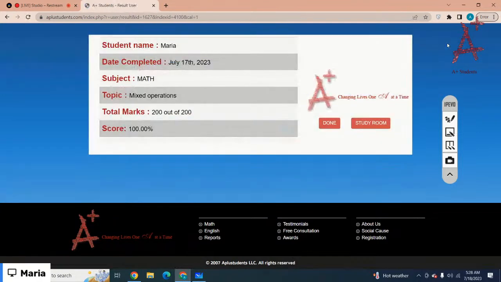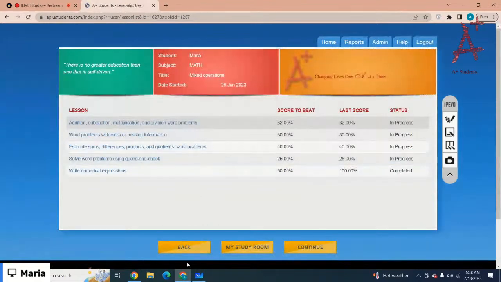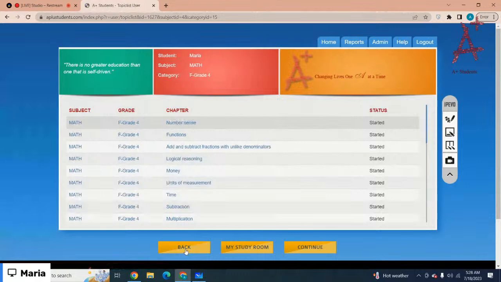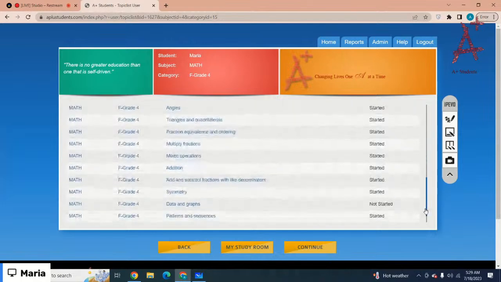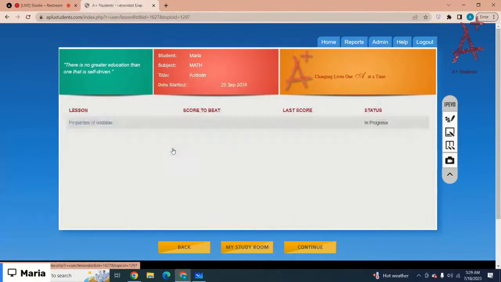Okay, we are done with the lesson. Also, we are done with the chapter mixed operations. We're going to start the new chapter. Let's just start with the next chapter, that is addition, I think. Okay, it is addition. Let's just start with the first lesson, that is properties of addition.